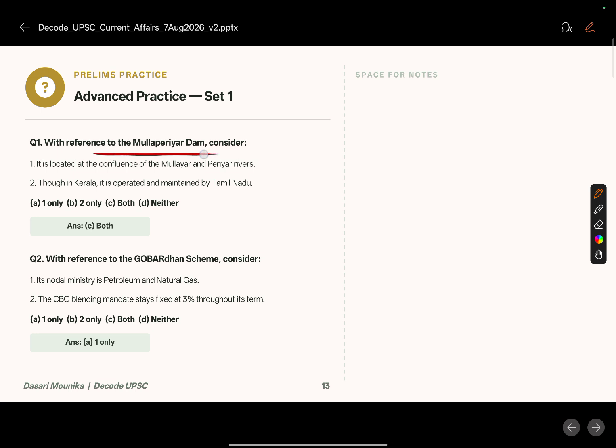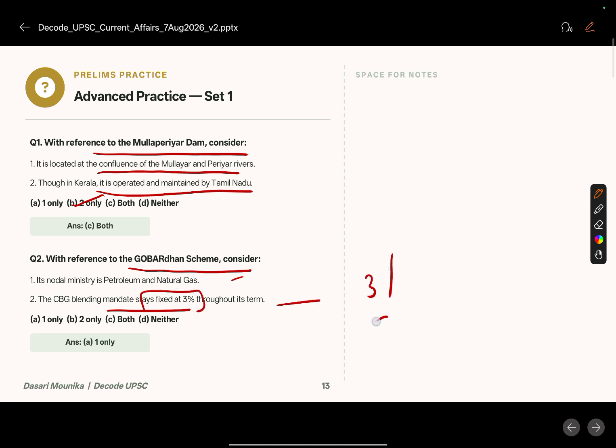With reference to Mullaperiyar Dam, consider the following statements. It is located at the confluence of the Mullayar and Periyar rivers. Though in Kerala, it is operated and maintained by Tamil Nadu. Both statements are true. With reference to the Govardhan scheme, consider the following statements. Nodal ministry, Ministry of Petroleum and Natural Gas: yes. CBG mandates 3% throughout its term: no. Initially 3%, later 5%: yes. By 27 it has to be 3, by 29 it has to be 5%. Clear? It is in a phased manner, not a static 3%.